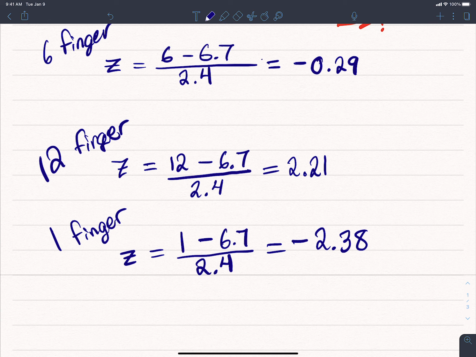Now let me ask you something. If you run into a 5-finger alien, right, should you think that's normal or not? Yeah, I would think it's closer to average, yes. It's close enough to average. That's normal enough.